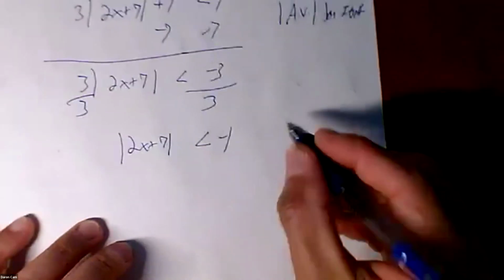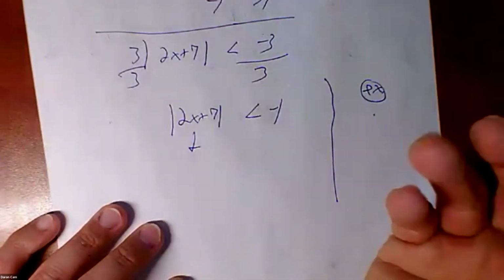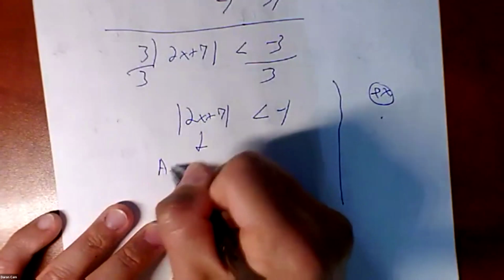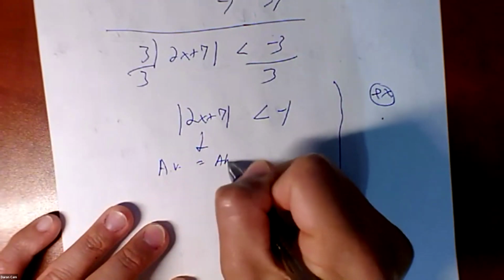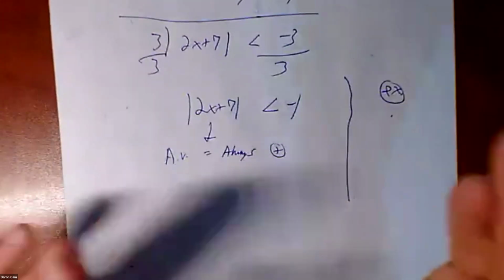If it wasn't positive, I could give you a side example of what to do. But absolute value is always positive, right? Absolute value is always positive. Why? Because it's distance from 0. You can never be at a negative distance.